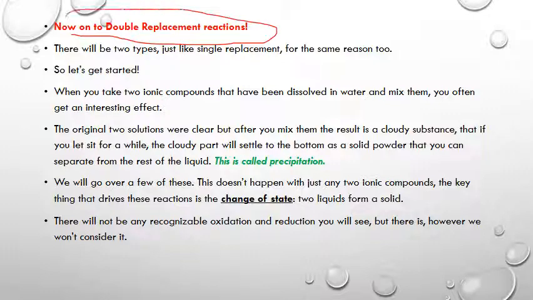All right, so the final type of reaction here is double replacement. There'll be two types of these, just like single replacement, and for the same reasons actually. So anyway, let's get started.